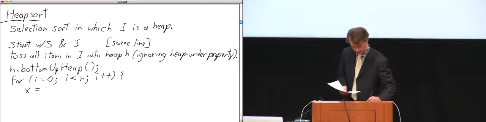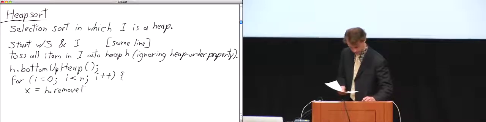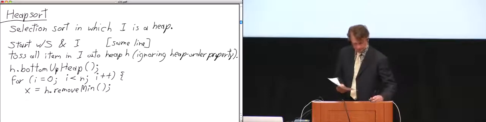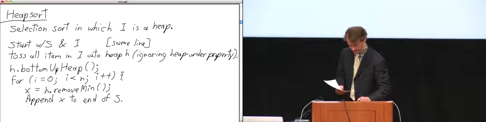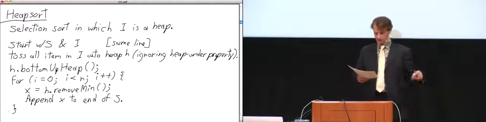And each iteration is a remove min operation. And you take the thing that you've just removed from the heap, the minimum key, and you append it to the end of S, just like in a selection sort. And that's the algorithm.